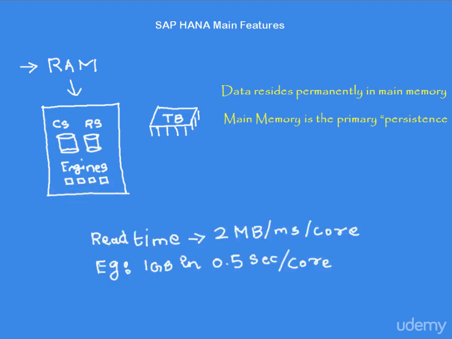The performance of the RAM in terms of scan speed is about 2 megabytes per millisecond per core. 1 GB takes roughly 0.5 seconds per core. If you have to scan through 100 GB, that would take 50 seconds per core. So if you had 50 cores, that will take about one second. That's the kind of math behind the read times of RAM and why it's fast if you use RAM instead of a hard drive.